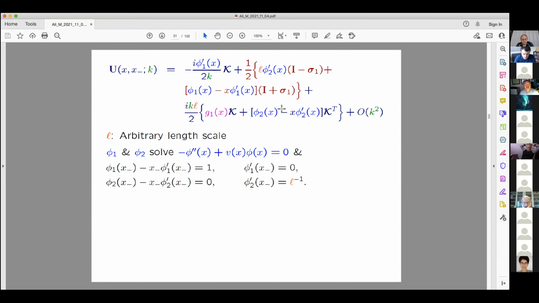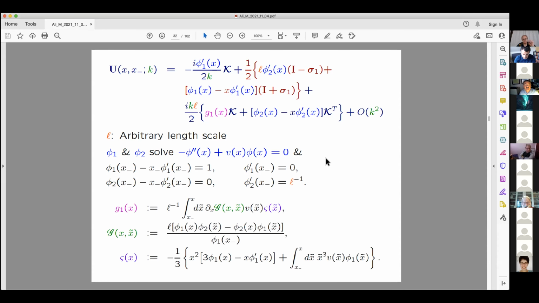These phi's happen to be the solutions of the zero energy Schrodinger equation. This was also known to mathematicians, that the low energy behavior is given by solutions of the zero energy Schrodinger equation with these initial conditions. This phi 1 and phi 2 solve this, and they satisfy this initial condition. This L I have introduced here is an arbitrary length scale, just to make all the quantities dimensionless, and you can change it arbitrarily. It's a non-zero scale.